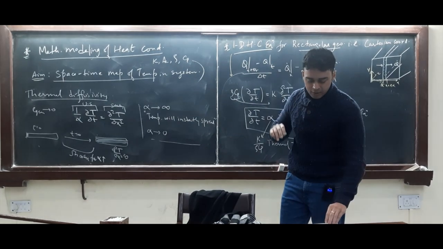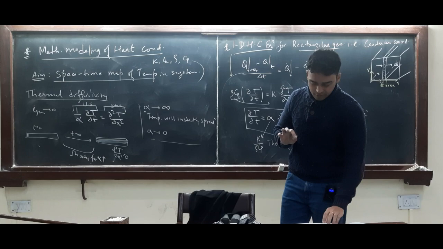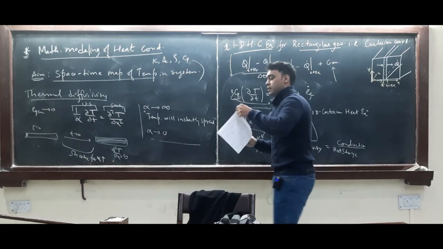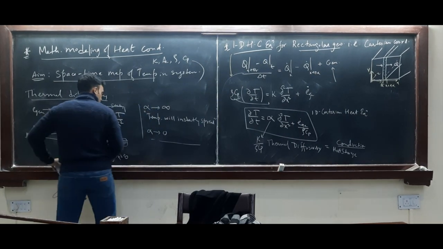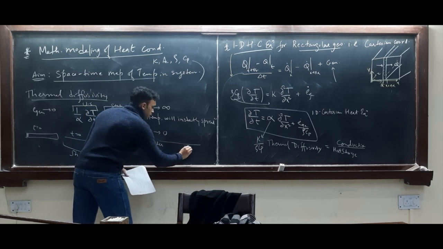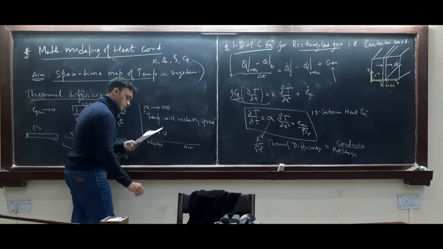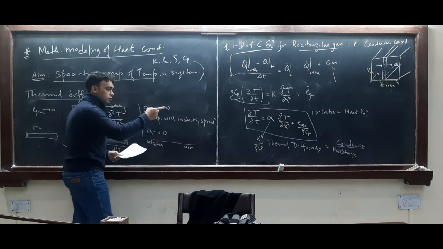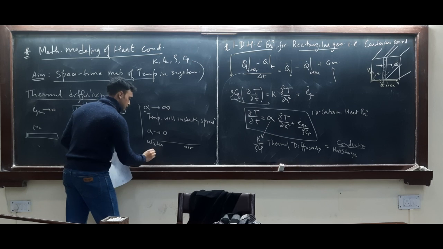And then later we will resolve this confusion, but first one has to be confused. If you talk about materials like water and air, alpha for them, if you calculate K by rho Cp, will be of the order of 10 to the power minus 6. What is the unit, by the way?